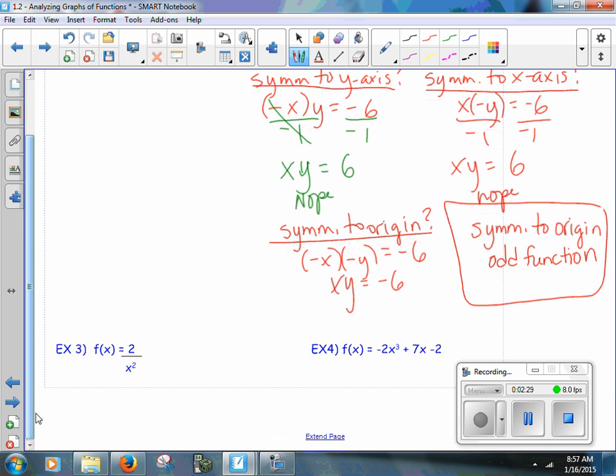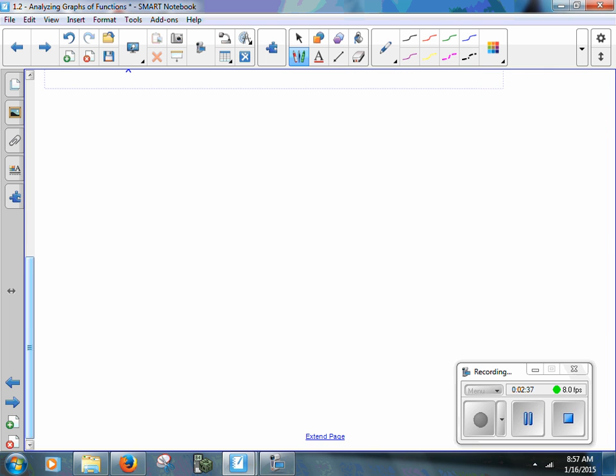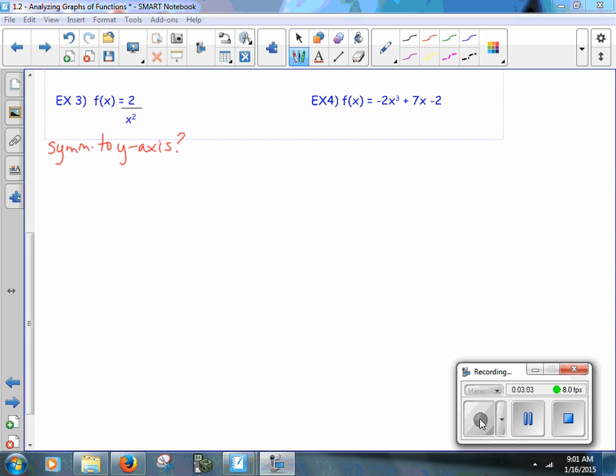So let's try this one. I don't know what example 3 is going to be. Try it. Okay. Check the symmetry on that. 2 over x squared. See what it's going to be. What do I plug in? And I'm checking symmetry to the y-axis for me. Negative x. Here we go.